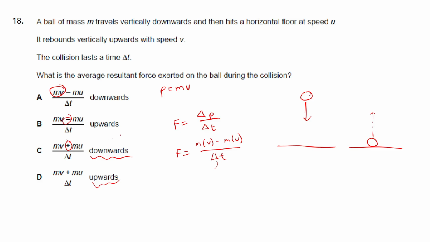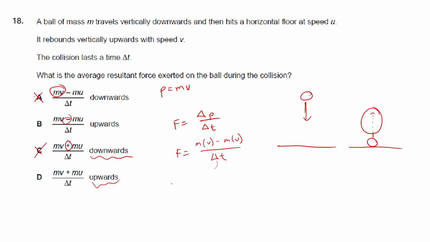In this case, we know that it's actually going upwards, because if we bounce a ball, the force is going to push the ball back up. So basically, we can eliminate A and C. Additionally, now we have to see if we add or subtract them, right?